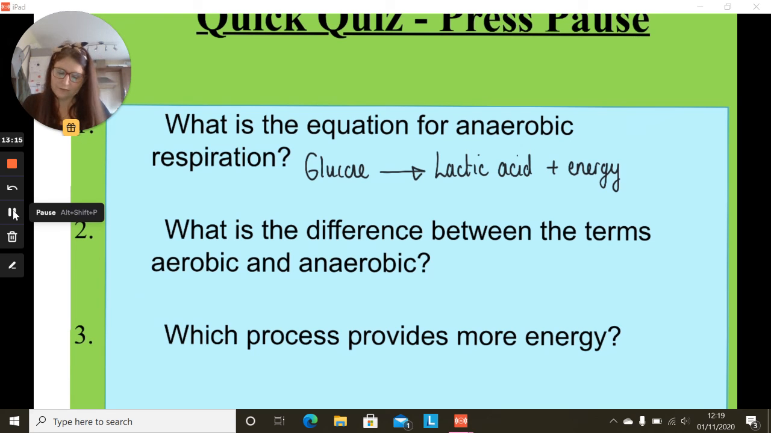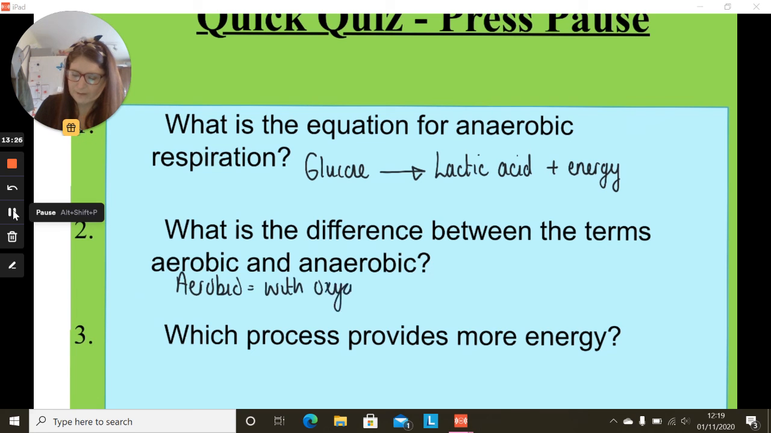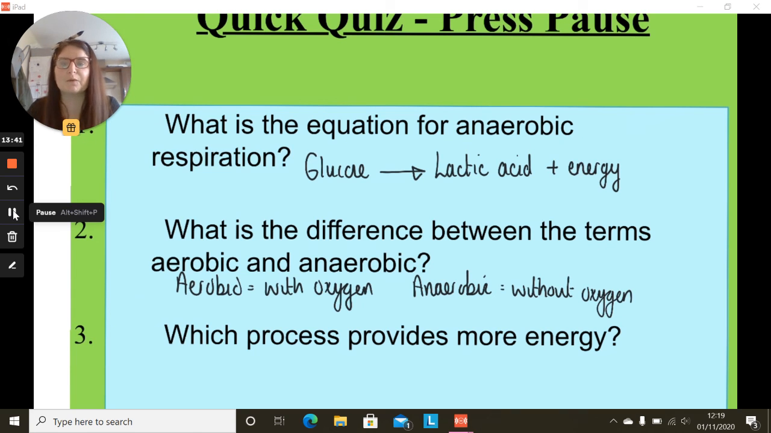And then what is the difference between the terms aerobic and anaerobic? Well, aerobic is with oxygen, it's respiration with oxygen, and anaerobic is respiration without oxygen. And then which process provides more energy? So we know we get more energy from aerobic respiration.